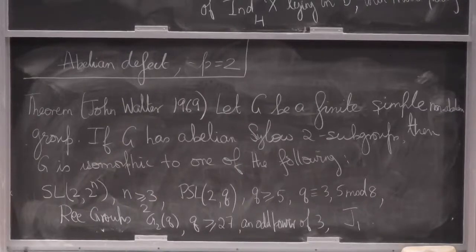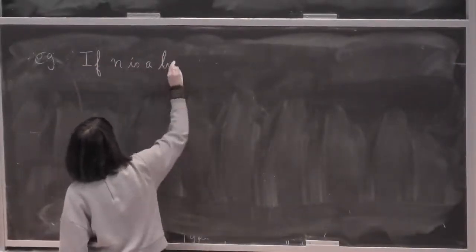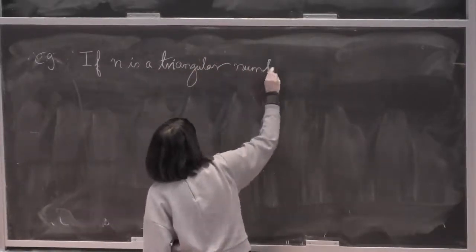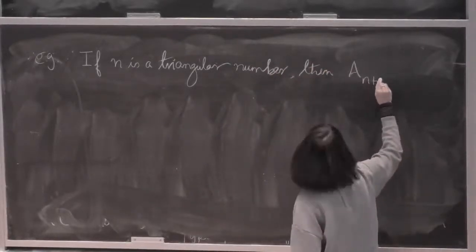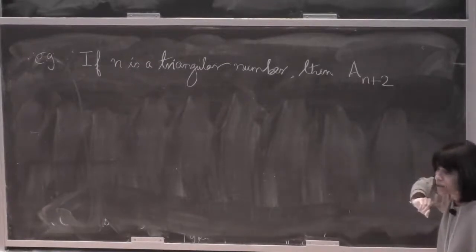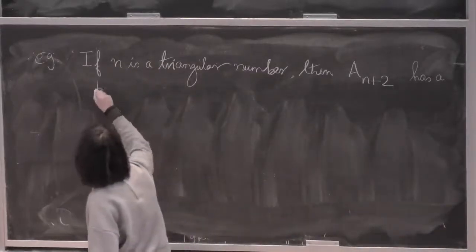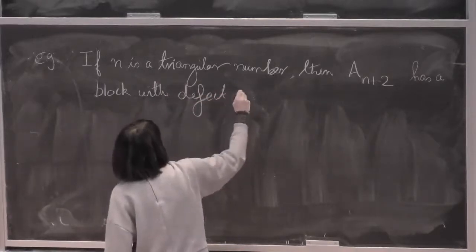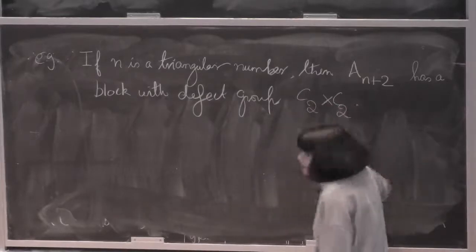Okay, first just one remark: this analogy between groups and blocks doesn't go over right on the nose. So you have many situations of 2-blocks of finite simple groups which have abelian defect groups. Let me just give you a cheap example. If n is a triangular number, then any alternating group of degree n plus 2 has at least one block with defect group isomorphic to C2 cross C2.